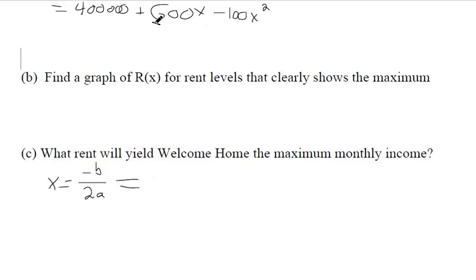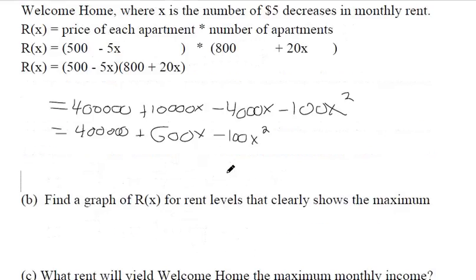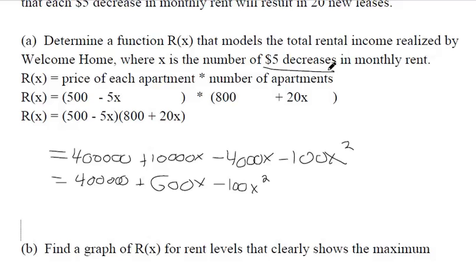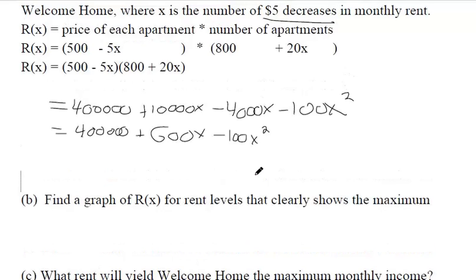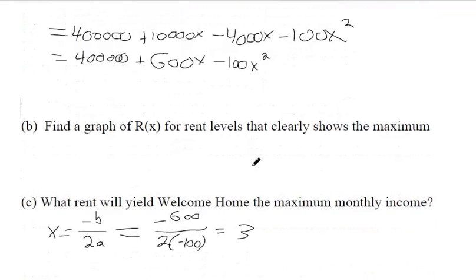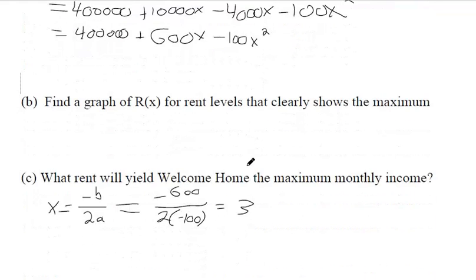Where my b in this equation up here was 600, so that's negative 600 up here. And then my a is negative 100, so this is 2 times negative 100. So if you simplify, it's negative 600 divided by negative 200, so what is that, 3? So that means we want to decrease the price by $5 3 times. In other words, we want to decrease it $15. Okay, that's the location of the vertex.